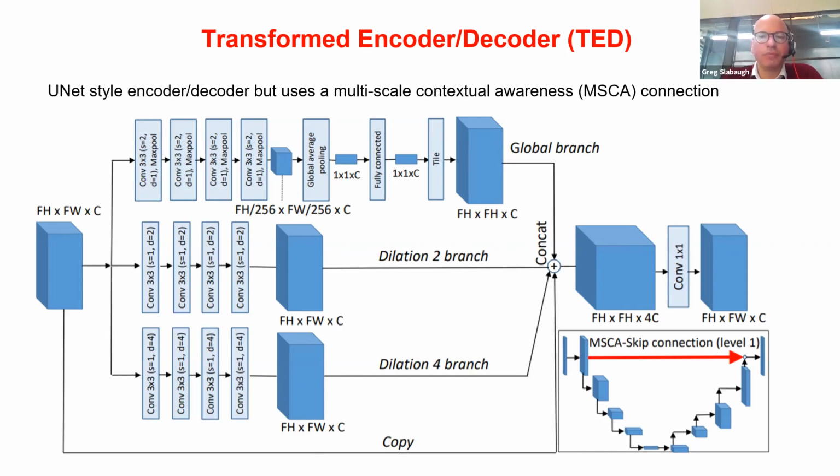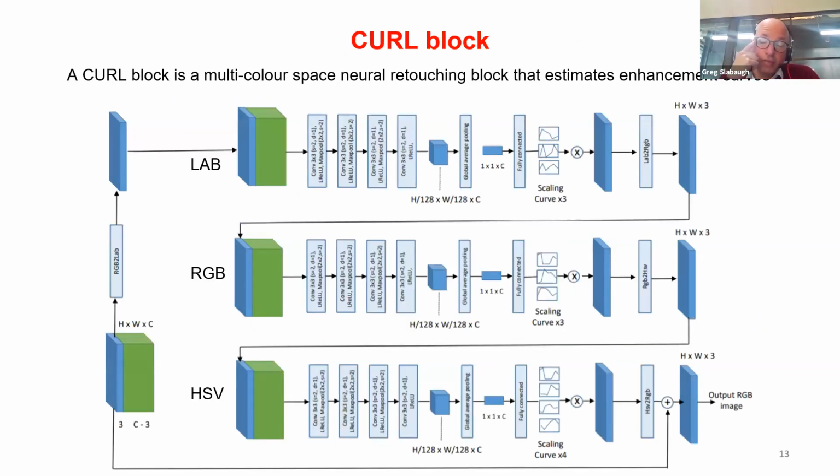That way we're able to propagate these global features through the network and have them available at the highest resolution. The other feature of this work is the curl block, which is designed to estimate the curves themselves in the different color spaces. And again, this is a fairly standard regression problem, going through a number of convolutional layers, which have some ReLU and max pooling.